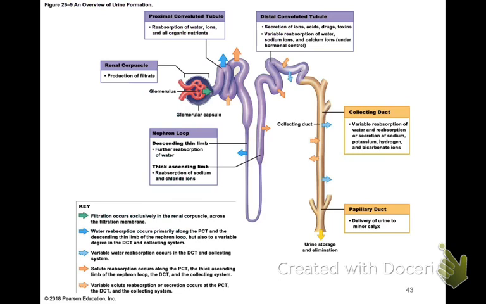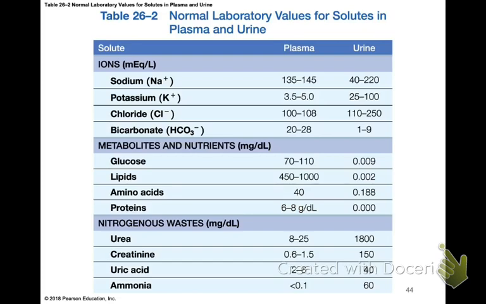So here you have a nice diagram showing you all the parts of the system. Please take the time to go over this. You can pause your video or you can study it in your textbook. Now, this is an important diagram because it's a table of values comparing plasma values to urine values, and you have to compare these to see which ones you're keeping and which ones you're getting rid of.